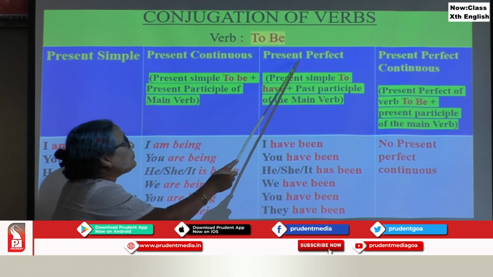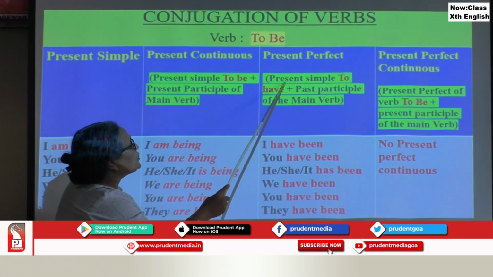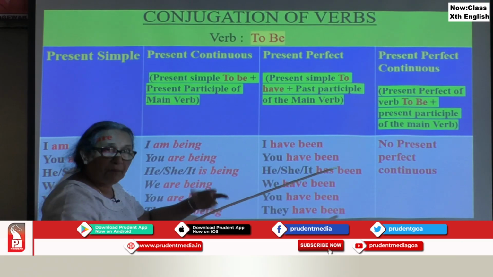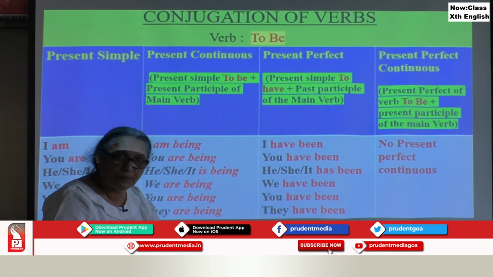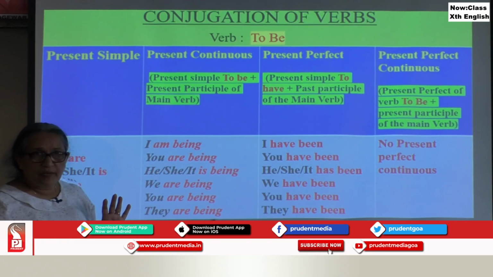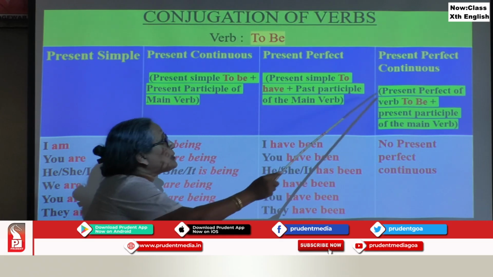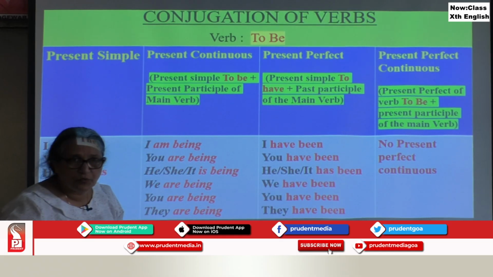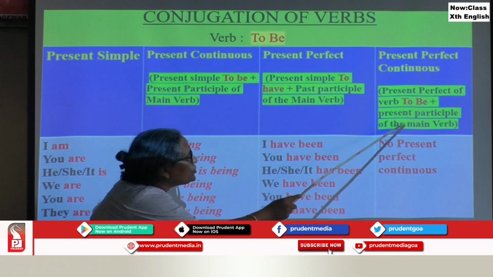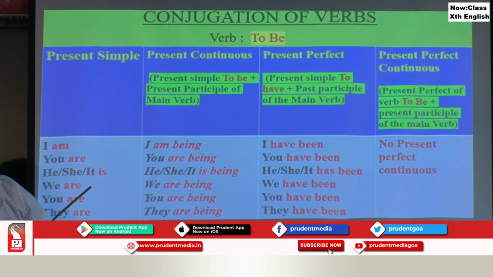In the case of present perfect to past perfect, now here we are putting present simple of verb to have. In past perfect, we will put past simple of verb to have. Past participle will remain. In the case of present perfect continuous, we will use the past perfect of verb to be, and the ing form will remain.